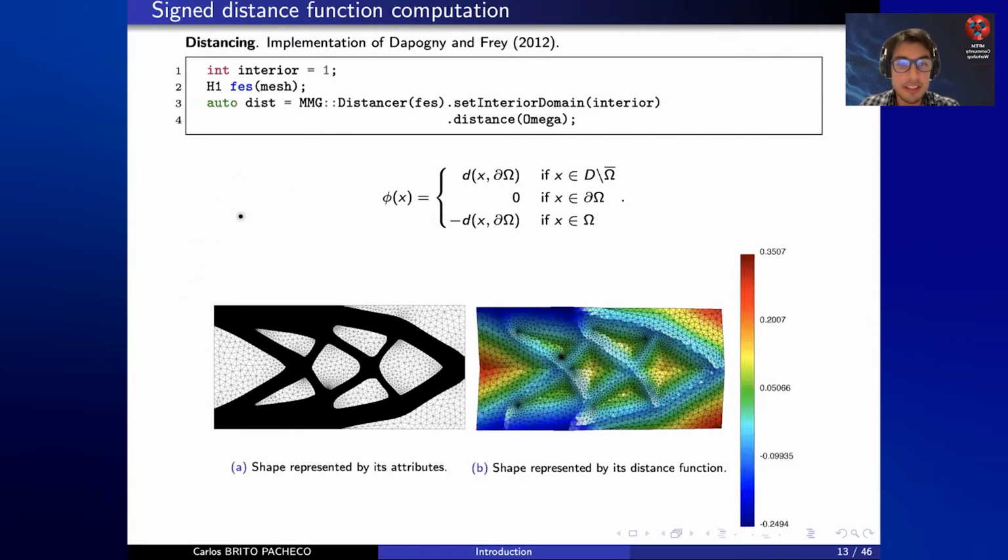So the calculation of a signed distance function. This is the implementation of Charles-Laponian Pascal frame. So usually you specify an interior element attribute, you build your finite element space, and then you just specify that you want to distance the mesh. So here is the interior label. Here is the signed distance function associated with this domain.